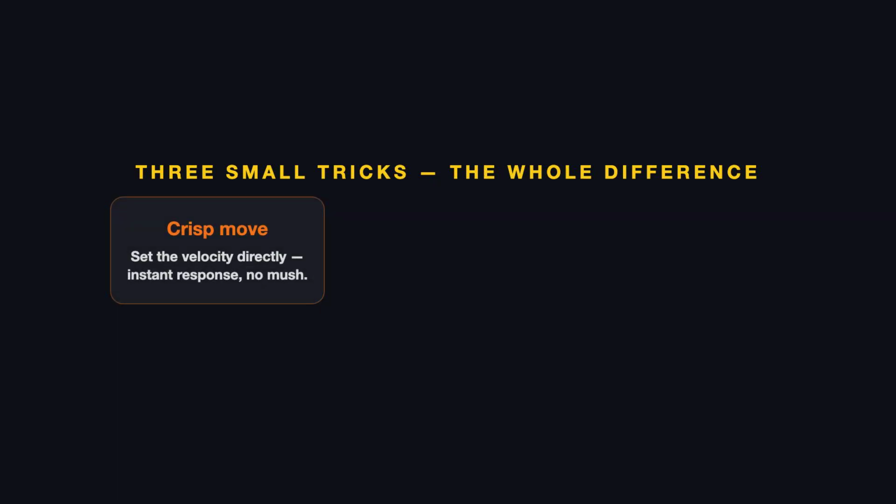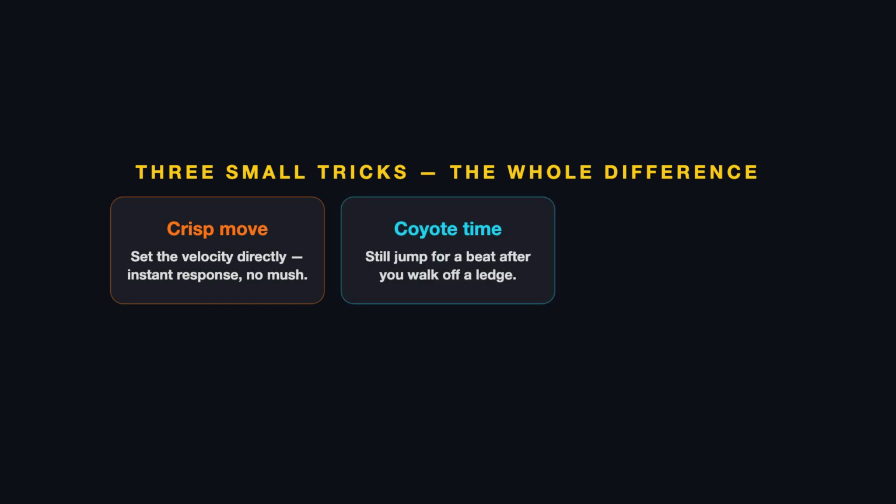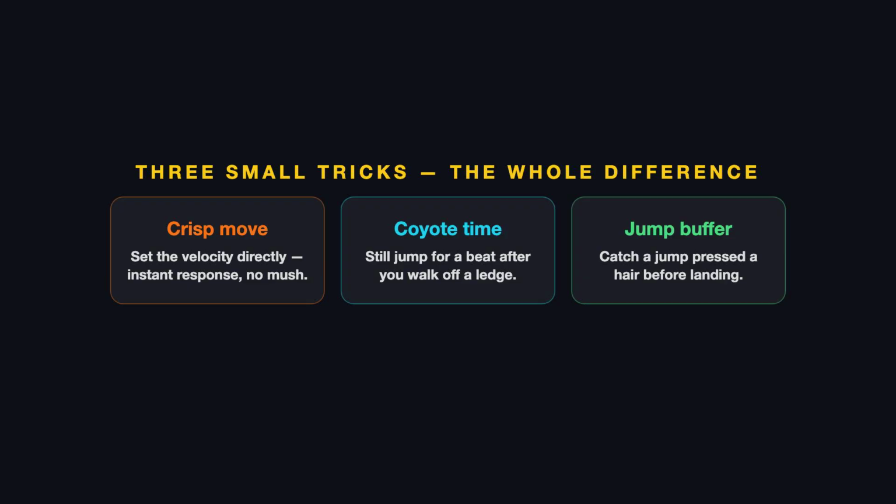Crisp movement: you set the velocity directly, so the character responds instantly. Coyote-time: a tiny window that still lets you jump just after you walk off a ledge. And jump buffering: you catch a jump the player pressed a hair too early, right before they land. That is it. Learn these three, and your Unity 2D platformer stops feeling like a physics demo and starts feeling like a real game. We will build the base first, then layer each trick on top.